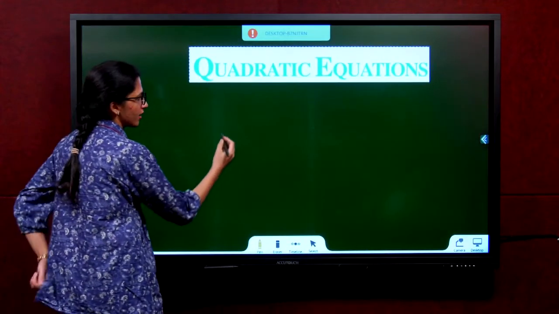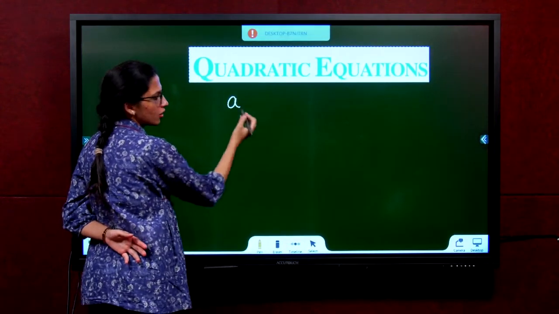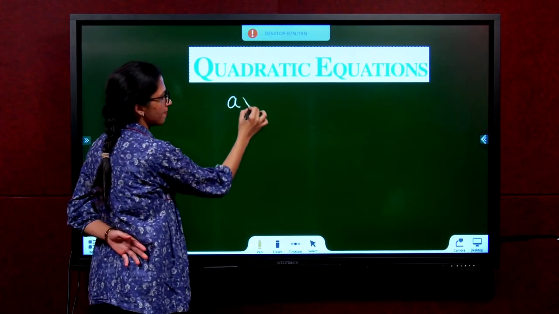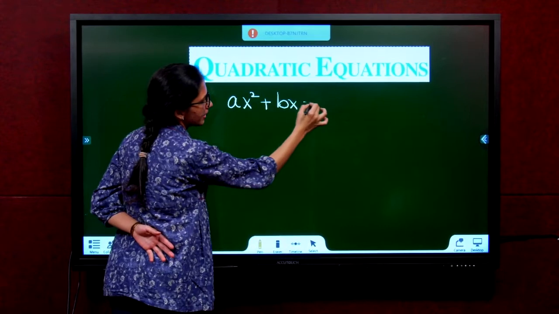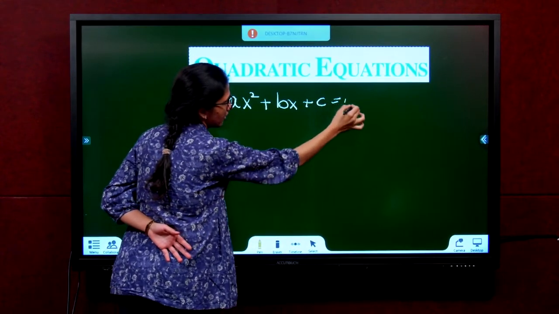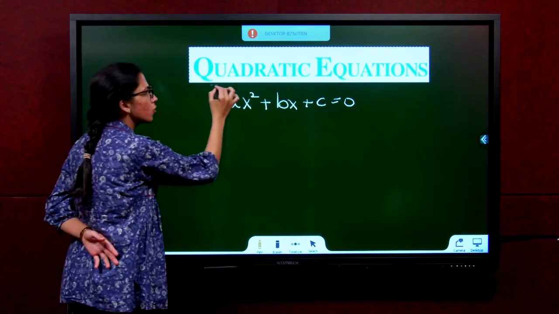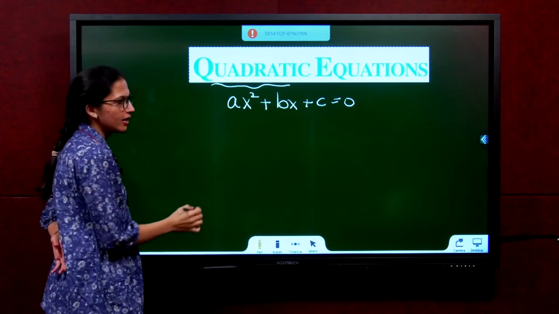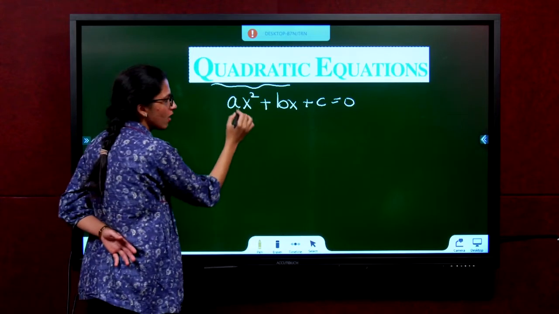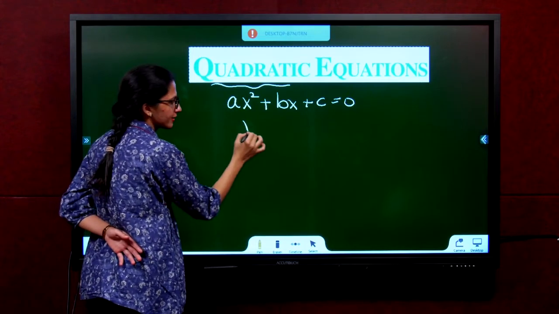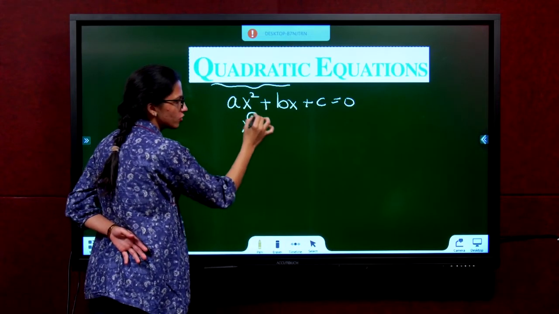What is a quadratic equation? A quadratic equation is represented in the form of ax square plus bx plus c. But what does this word quadratic mean? If you look at this term ax square, what is the power of x? The power of x is 2.